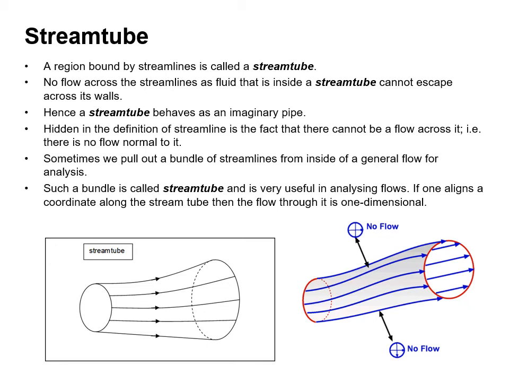Hidden in the definition of streamline is the fact that there cannot be a flow across it, i.e. there is no flow normal to it. Sometimes we pull out a bundle of streamlines from inside a general flow for analysis. Such a bundle is called a stream tube, and it's very useful for analysing flows.